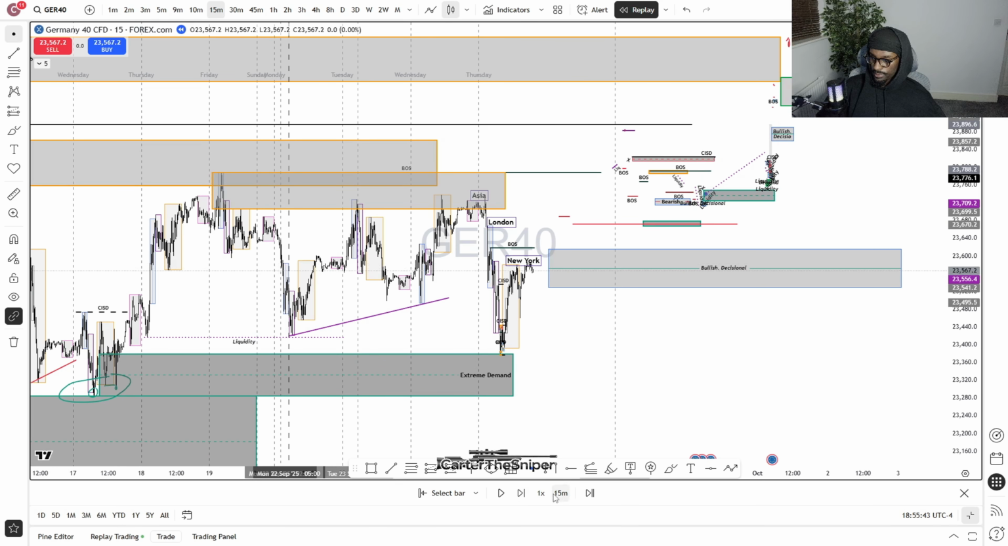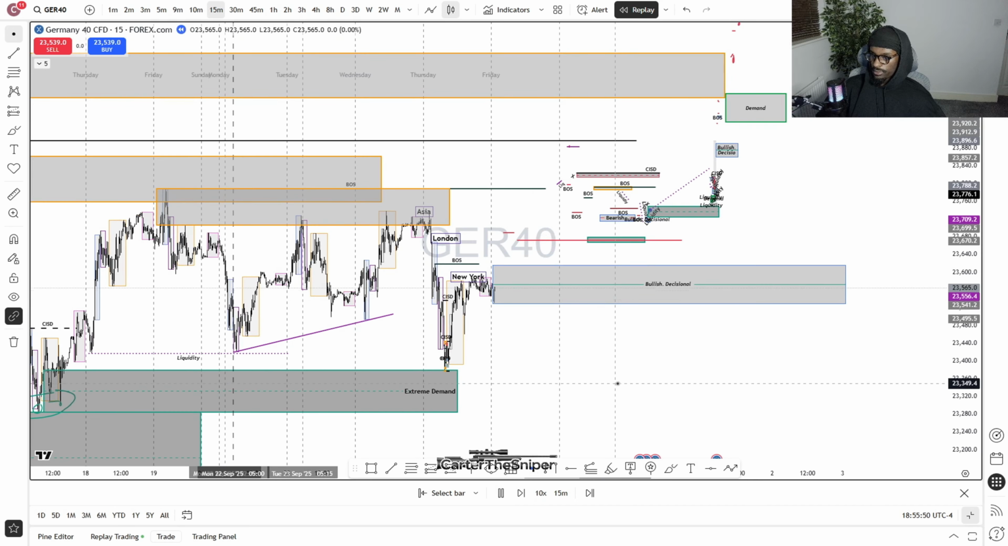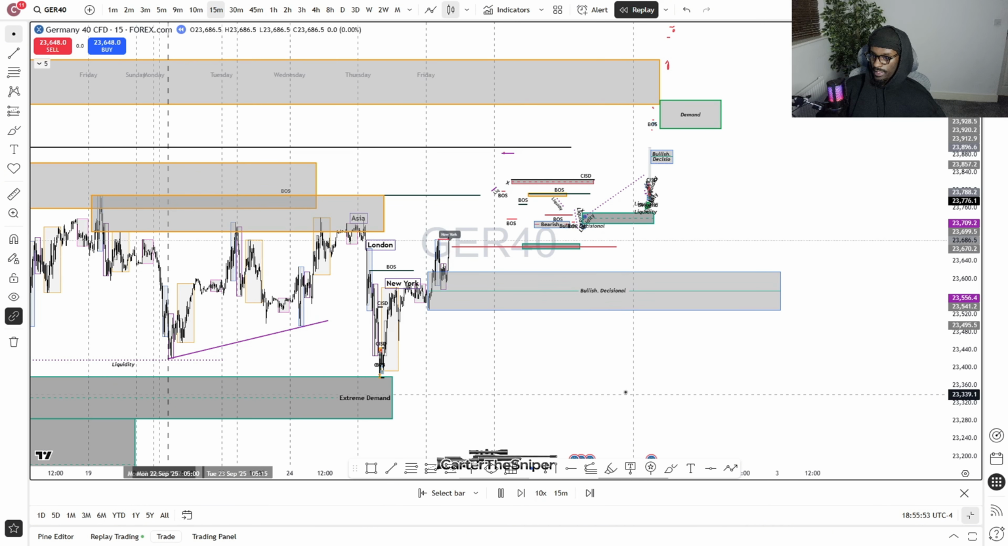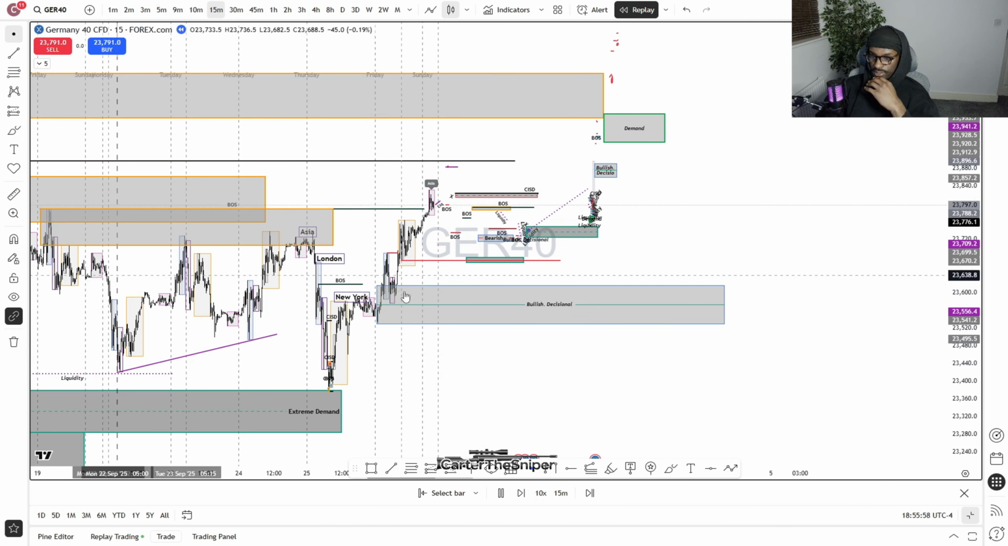Look, that's exactly what happened here. Look how it's gonna rip. It's just gonna fly. Because remember, it's the efficiency of the pullback, but it's gonna fly. It doesn't mitigate the demand zones, right?